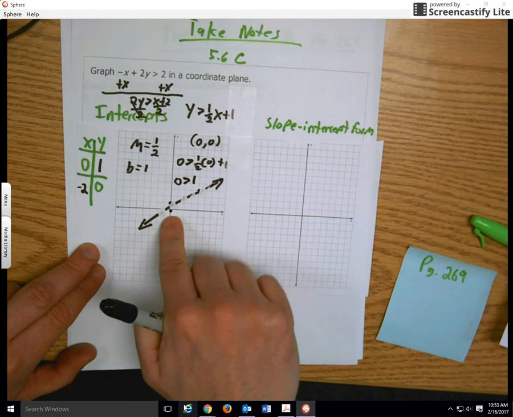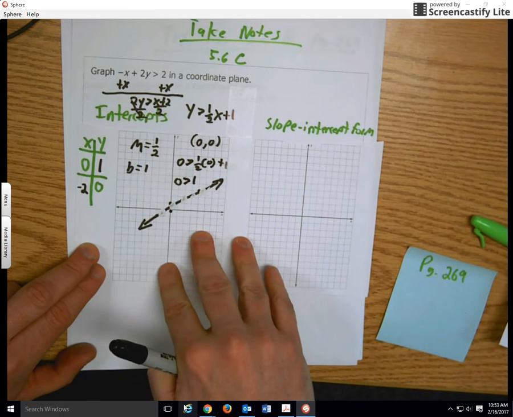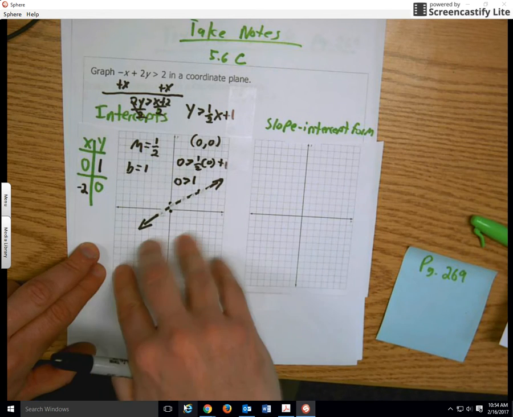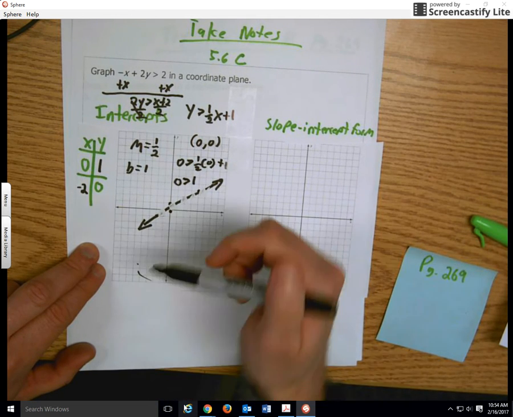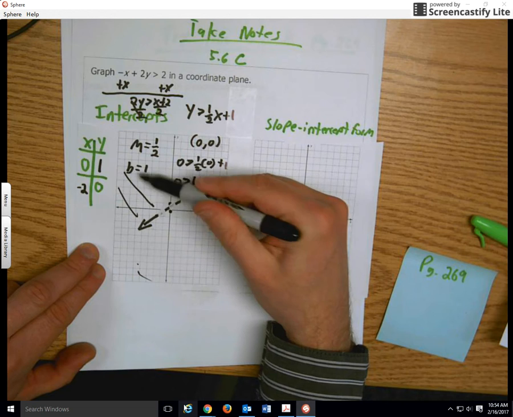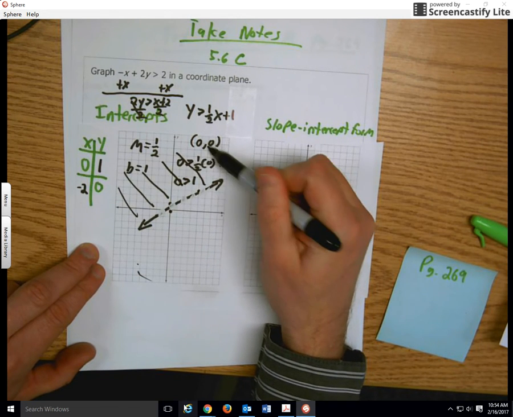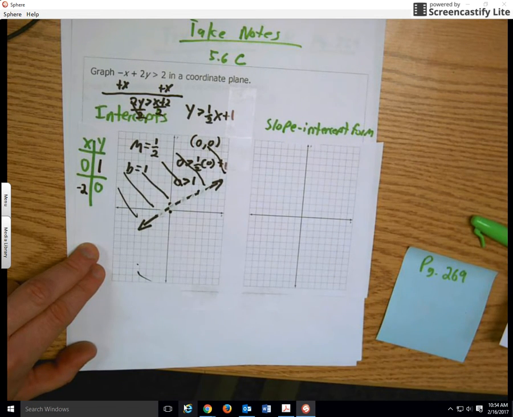So if this test point, which is on this side of the boundary line, is false, that means this whole side of the boundary line is not true. And so we would shade the top part. And everything on the top part of this equation is the true point.